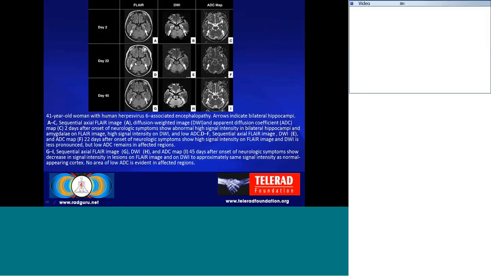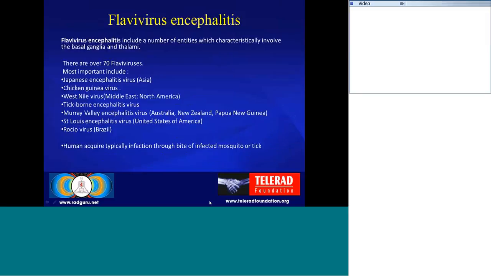See, on day 22, the abnormalities have slightly decreased. Even the diffusion is not much upgraded, and on day 45, the whole of the abnormality has been reversed. So herpes simplex 6 virus causes transient abnormalities only in the mesotemporal lobes, whereas herpes simplex virus causes very extensive abnormality in the temporal lobes, and usually it's a fulminant course of infection. And usually hemorrhages don't occur in herpes simplex 6 associated encephalitis.